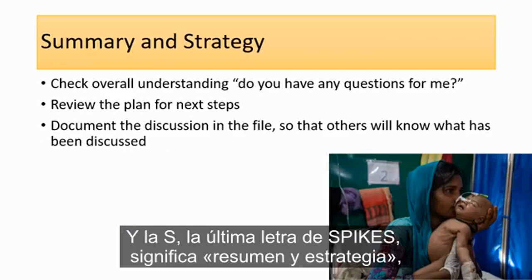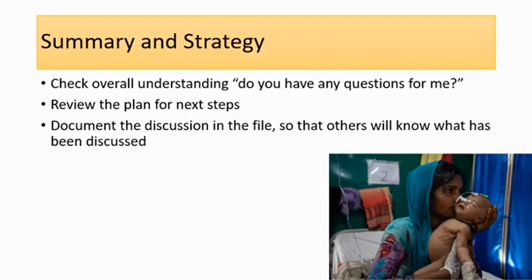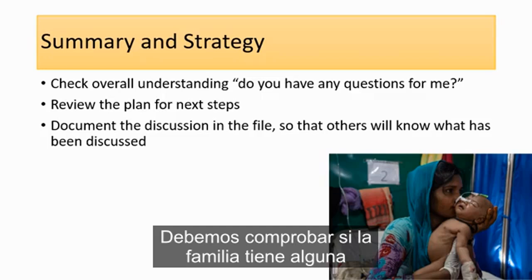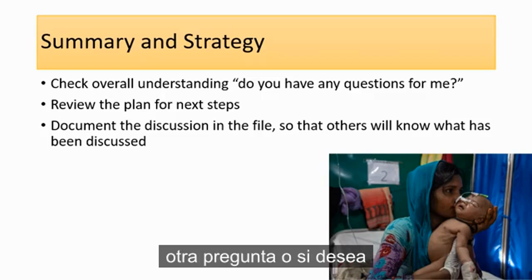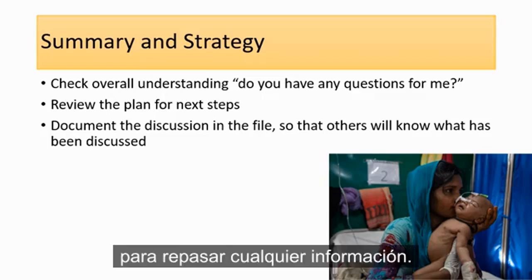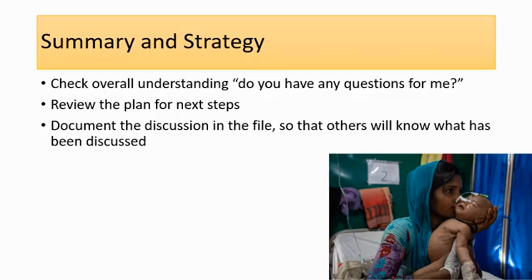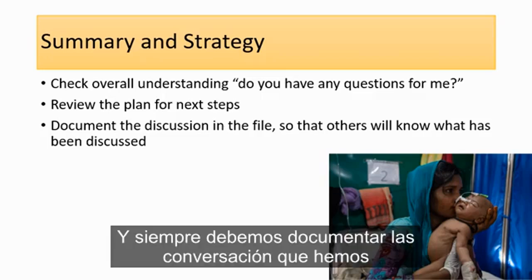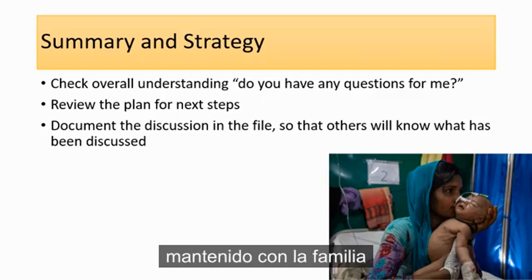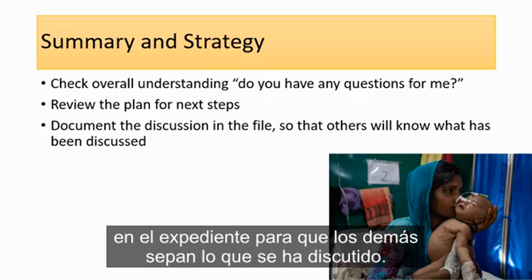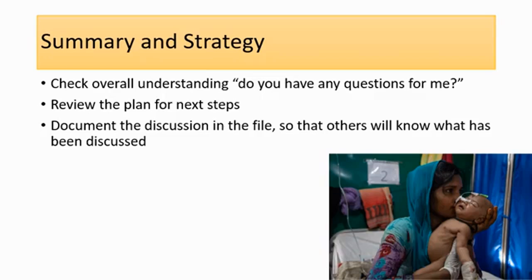And the S of SPIKES, the final letter, is summary and strategy. So we should check if the family have any other questions or would like to go over any of the information again. We should review the plan for the next steps and offer a follow-up discussion. And we should always document the discussion we've had with the family in the file so that others will know what's been discussed.